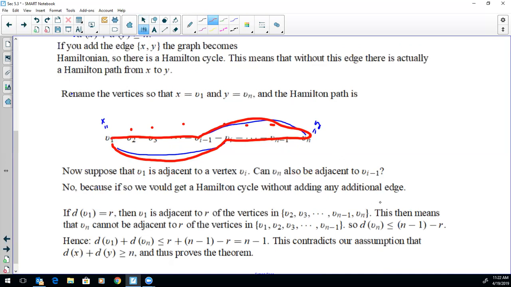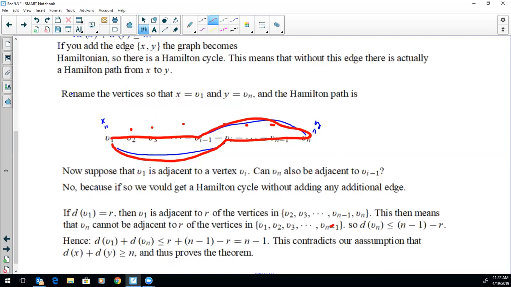By what we've shown up here, then Vn cannot be adjacent to R number of the vertices. So this again, V1 is adjacent to R of the vertices after it, so to speak. Now what we just showed is that Vn could not then be adjacent to R of the vertices before it. So the degree of V sub n can at most be n minus 1, throwing out the R ones it can't be adjacent to.